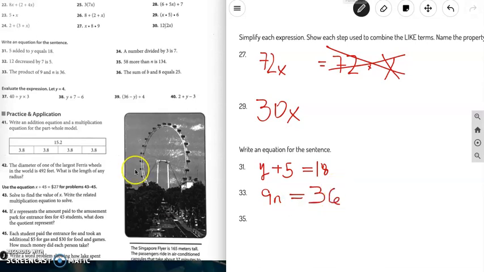And number 35, 58 more than n is 134. So we have n chilling here, and then we're adding 58 more. And that becomes 134. And just so you guys know, decrease means to take away, to subtract. Sum is addition. Just as a reminder.